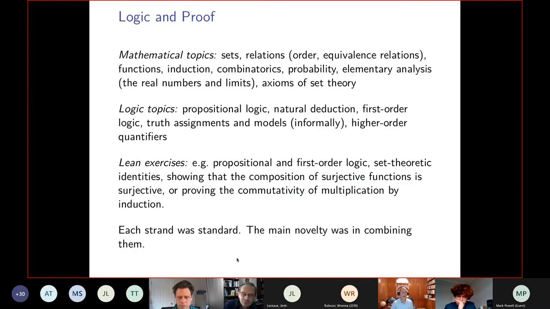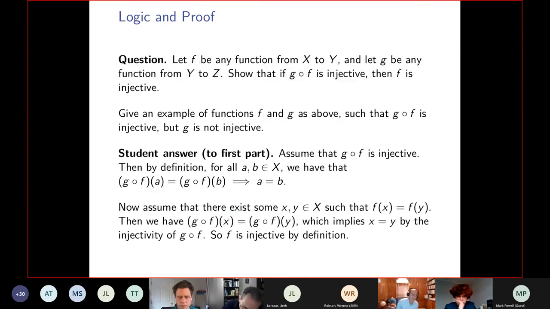Okay, coming back here. Right, so just for an example of how we use Lean. In the informal mathematics part, this is something that we ask students to do. We teach them what it means for a function to be injective, and we ask them to show, so here's a homework exercise. Let f be a function from X to Y, g from Y to Z. Show that if g composed with f is injective, then f is injective. And then there's another one: in fact, you can have g composed with f injective, but g not injective. So give a counterexample to the other way around.